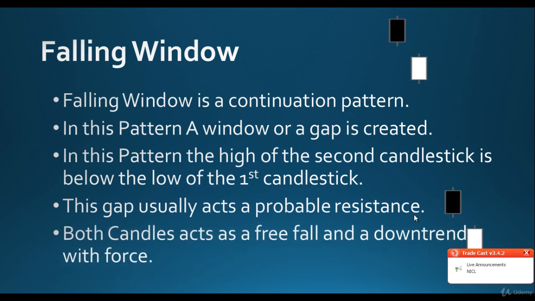Both candles act as a free fall, a downtrend with force, and with the gap it tells you that the next candlestick won't be able to cross this gap. Usually, the third candle after these two candles might try to go back up and cross the middle gap or fill the gap, because usually gaps are not left by the stock. But 8 out of 10 times it fails to fill it, and once it fails it goes down with more force.